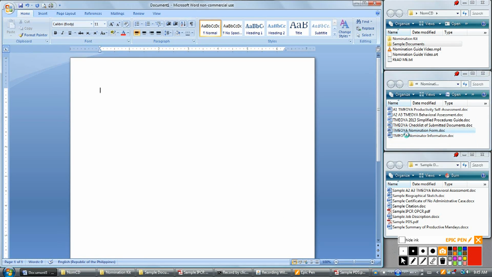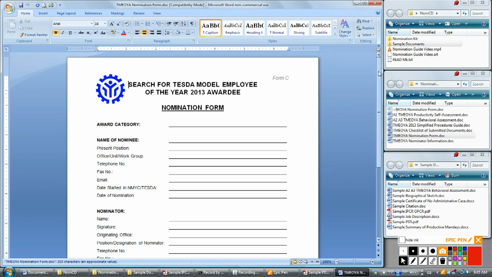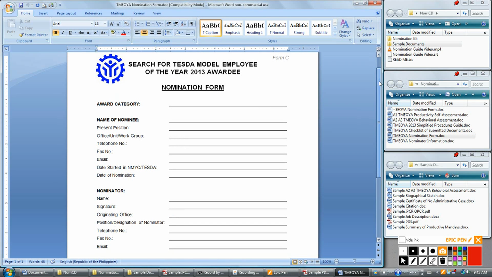The nomination form should also be filled out by the nominator. Again, make sure that all pertinent information is written in this form.